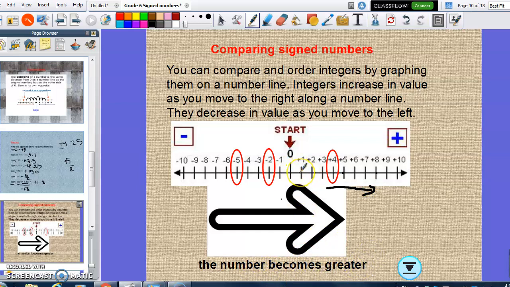So 0 is smaller than plus 1. Can we say that minus 1 is smaller than 0? Yes, we can. So minus 1 is smaller than 0. Minus 2 is smaller than minus 1. Minus 10 is smaller than minus 5. So as we go to the left, the number becomes smaller, and as we go to the right, the number becomes bigger. So plus 1 is greater than minus 2, and minus 4 is greater than minus 9, or we can say that minus 9 is smaller than minus 5. So the numbers to the left are the smallest, or as we go to the left, the number becomes smaller.